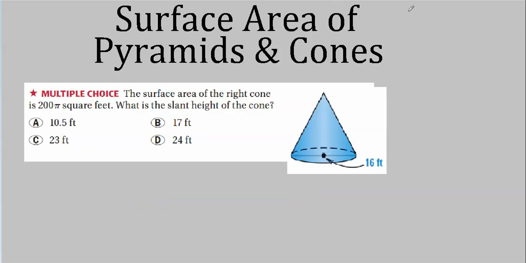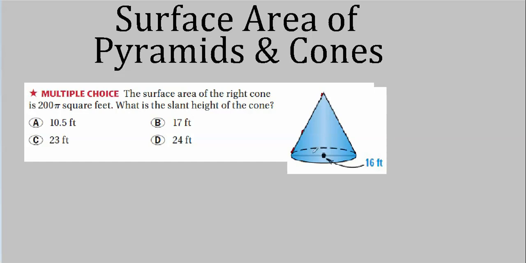Well, this time they gave us the surface area, and they somehow expect us to figure out the slant height, the distance from the vertex to the circumference of the base circle. How can we do that? Well, what would the area be? Let's lay it out and maybe we'll have an equation that makes sense.